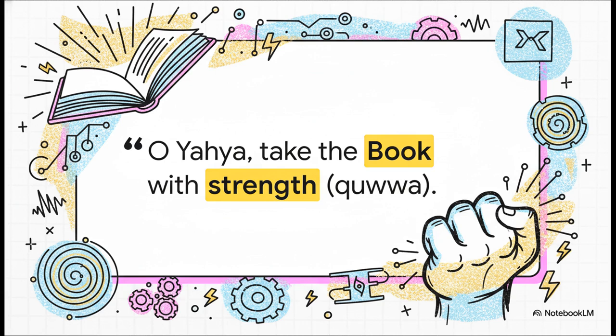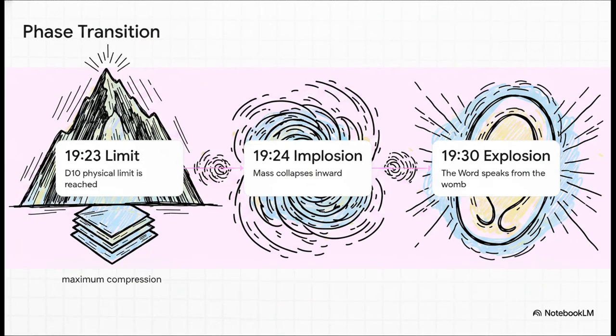Look at verse 1912. "O Yahya, take the book with strength," or kuwa. Now, kuwa isn't about physical effort or lifting weights. It is the exact activation torque, a centromere grip that installs the activation voltage. It safely locks the driver and the witness together, stabilizing the field so you can actually phase lock into the circuit as the mediator.